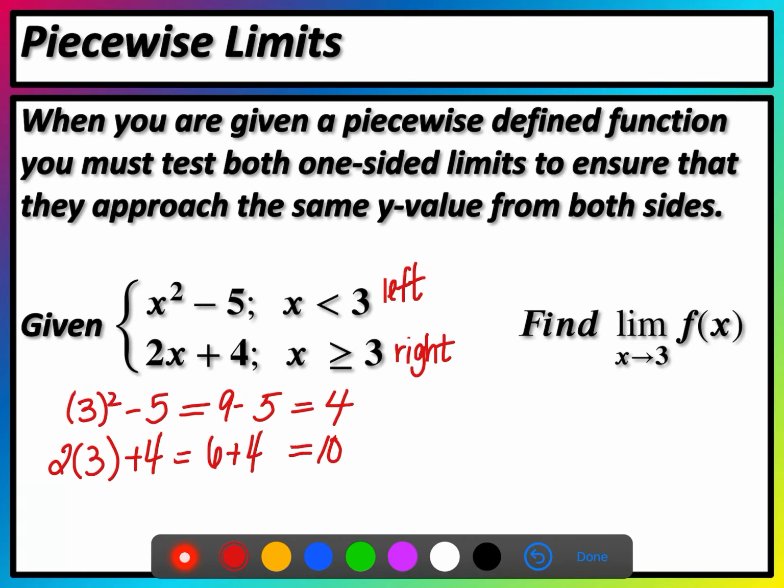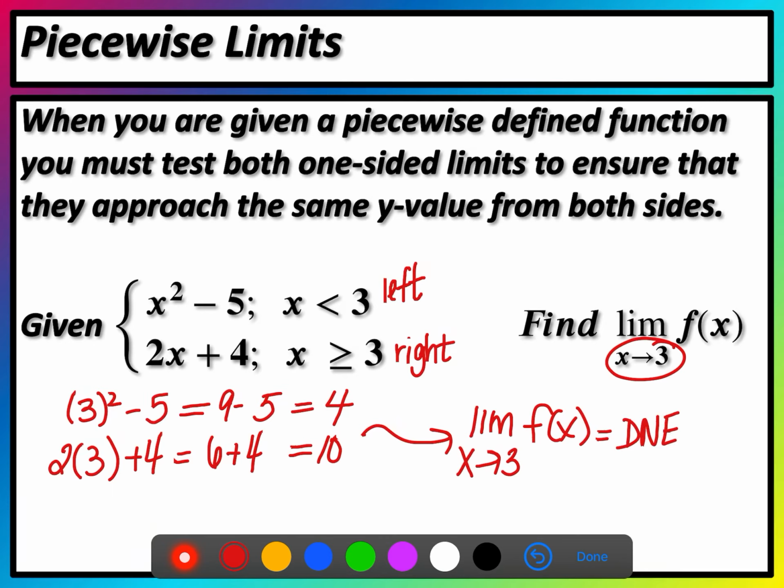Okay, and so what is really happening here? This is telling me that my limit from the left approaches 4, and my limit from the right approaches 10. Well, remember, for the two-sided limit to exist, they have to come to the same number. So this limit does not exist. Each one-sided limit does, but that's not what we're looking for.